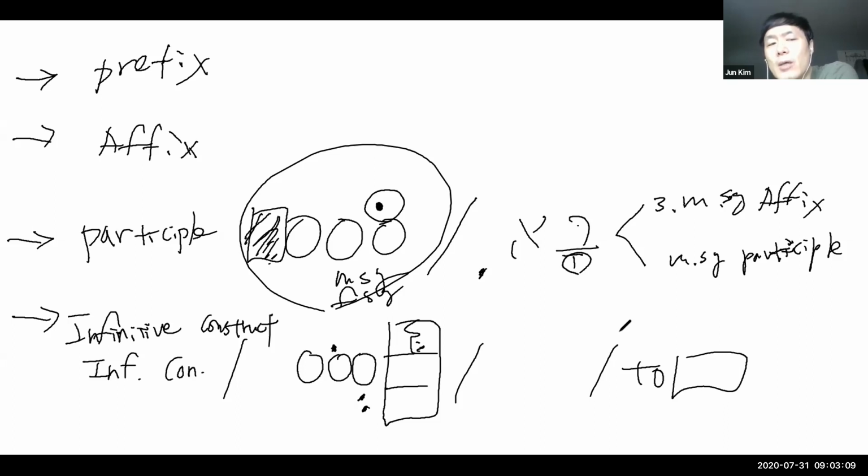So in terms of the subject, participle form and infinitive construct take no subject. So in the case of an infinitive construct, just put "to" and the meaning of the verb. All right. In the case of amar, you are going to put "to say." Okay, just "to say," no tense at all. That's an important part.